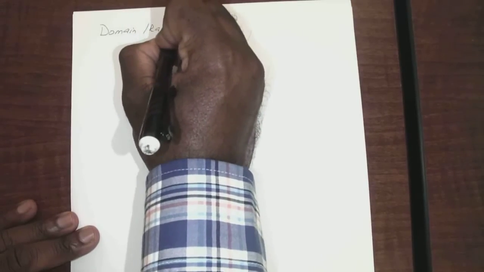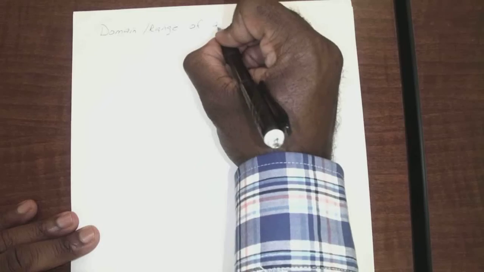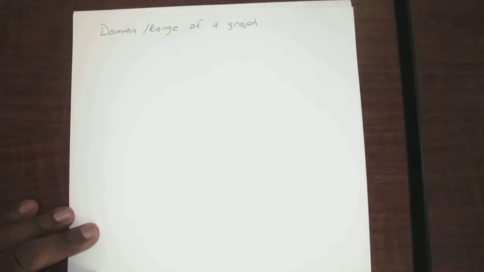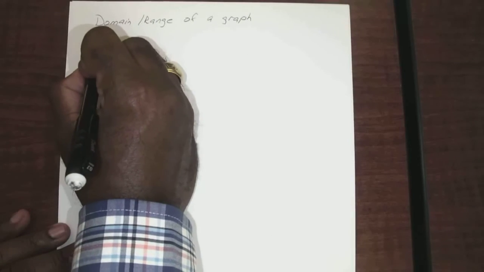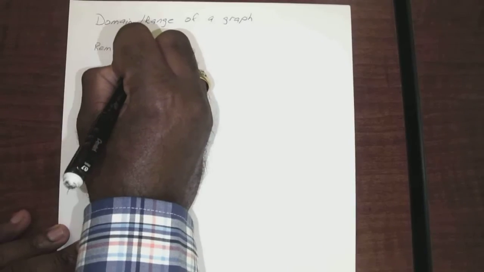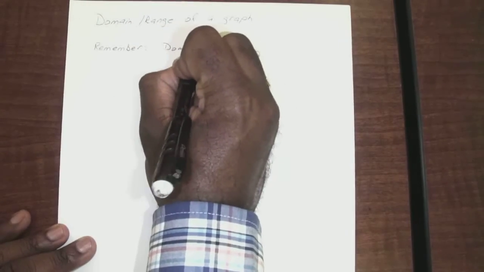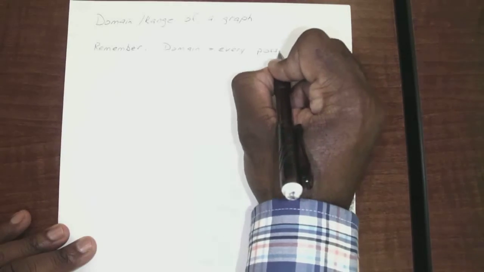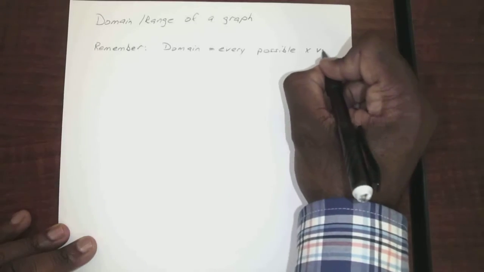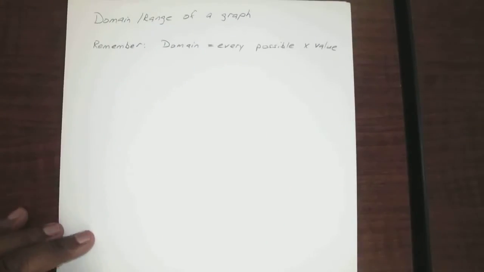Okay, so now we're going to look at the domain and range of a graph. Now remember, domain is just every possible x value. And your range is every possible y value.